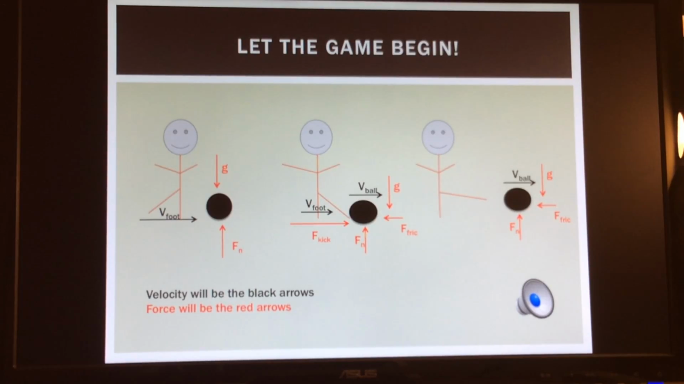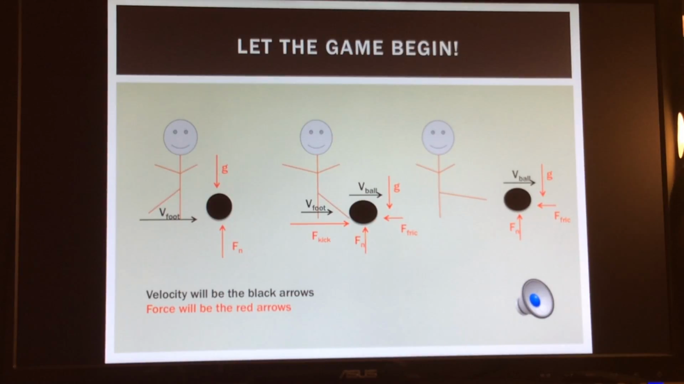In the second stick figure, we can see that the foot still has a velocity as it touches the ball, and now the ball has a velocity due to the foot coming in contact with it. There's now not just a gravitational force and a normal force, but there's also acting on the ball the force of the kick and the force of friction acting against the kick.